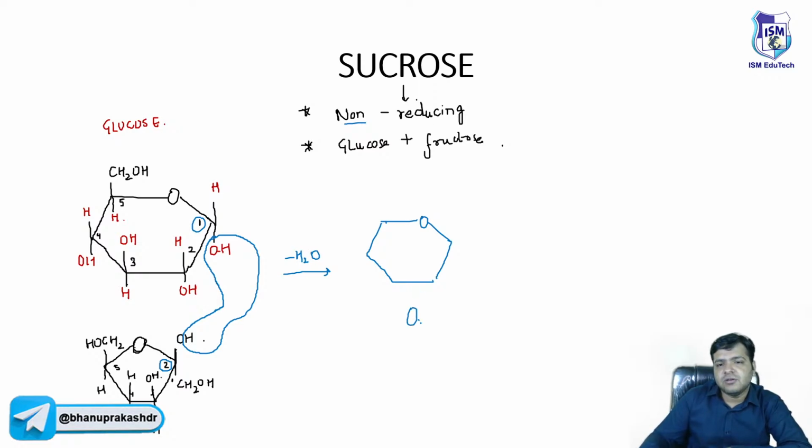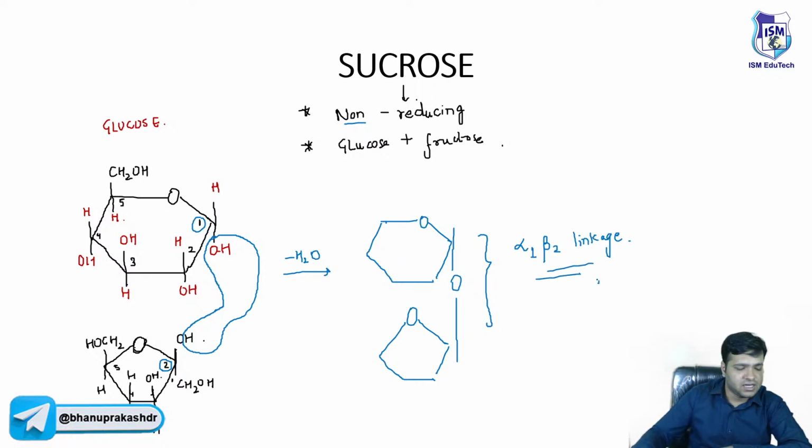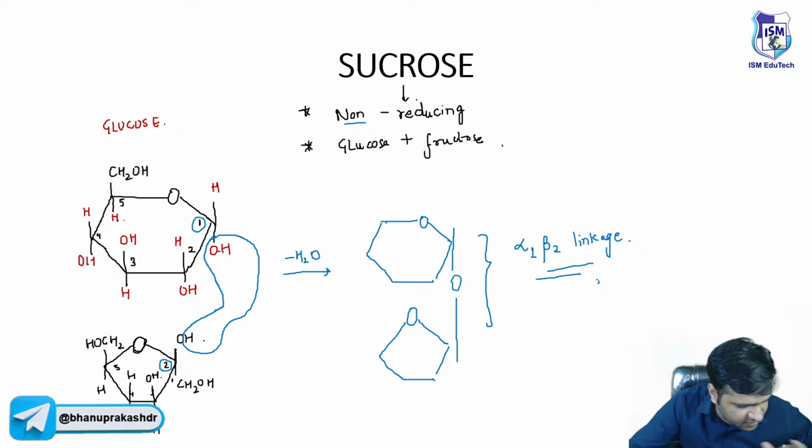So I need not draw the whole structure again. Remember that there will be just an oxygen linkage present. This is referred to as alpha 1 because it is from the glucose part, and beta 2, from the fructose part, the second carbon atom linkage. Alpha 1 beta 2 linkage. I hope this is clear to each and everyone.